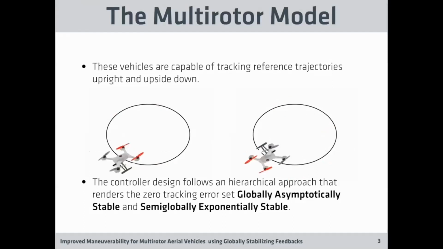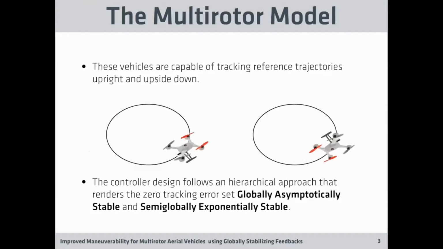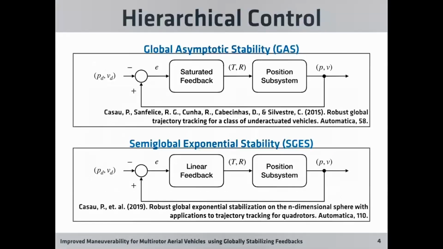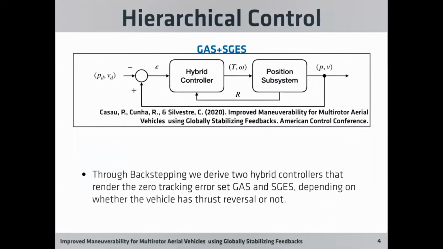In our work, we present two hybrid controllers that render the zero tracking error set globally asymptotically stable, as well as semi-globally exponentially stable with and without thrust reversal. In particular, we follow a hierarchical design approach, which starts with the stabilization of the position subsystem. We start from two earlier contributions on global asymptotic stabilization through saturated feedback and semi-global exponential stabilization through linear feedback, and combine them in our paper to achieve both properties simultaneously. We extend the controller for the position subsystem to the full multi-rotor dynamics through hybrid backstepping.